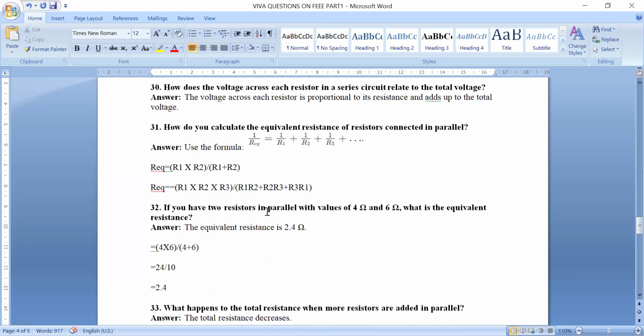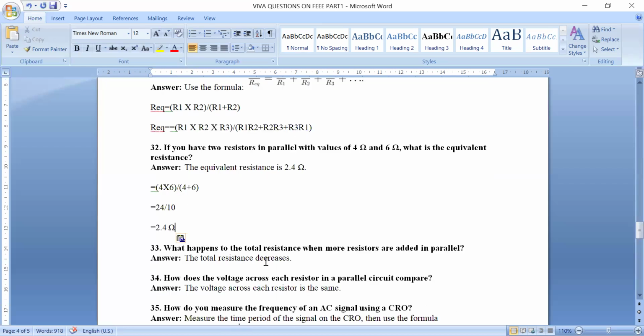If you have two resistors connected in parallel, 4 and 6, what is the equivalent resistance? You should use this formula, R1 into R2 divided by R1 plus R2: 4 into 6 divided by 4 plus 6. 4 into 6 is 24 by 10. It is 2.4 ohm. The unit you should write. So it is 2.4 ohm.